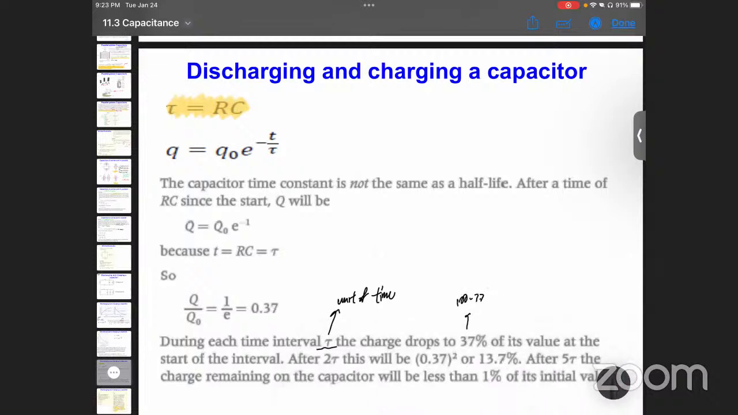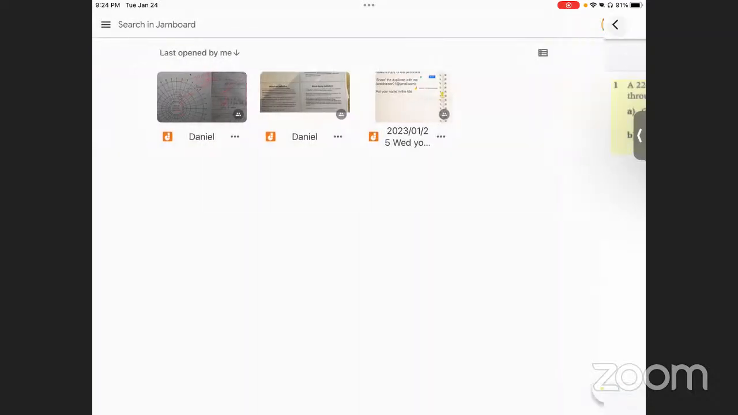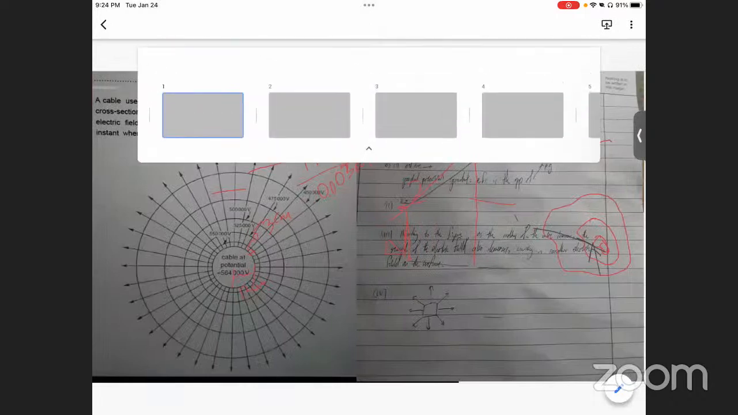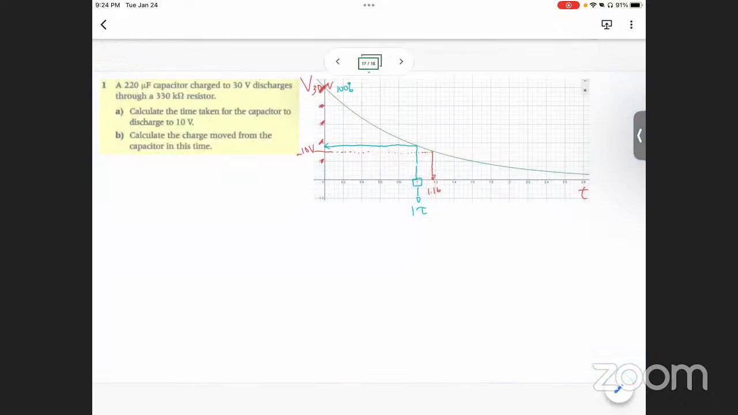All right, so let's go back to Jamboard. I'll show you immediately that this makes some intuitive sense. This 1 tau, not accidentally, look at the approximate number there. How many percent will that be if this is 100%? Are you drawing? Yes, I'm drawing and it takes time to refresh. Go to 18 immediately. That's a bit annoying. There you go. Yeah, got it. Okay, so I label the 1 tau.